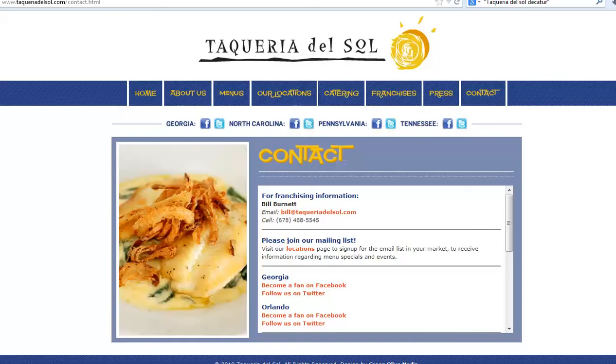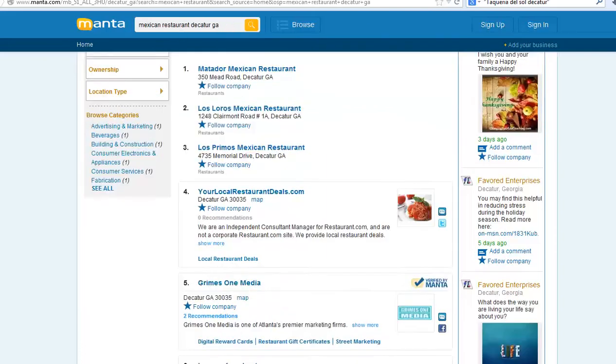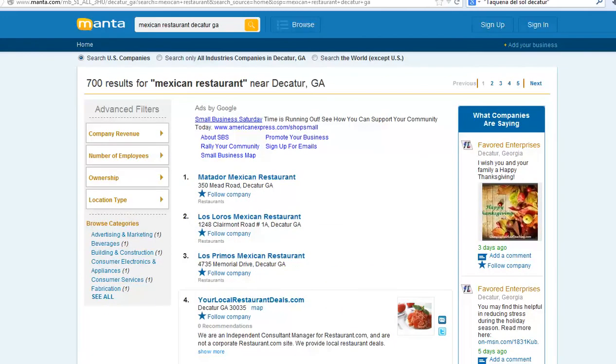Now, if you can't find the name of someone to contact on the website of the business that you want to contact, a good place to look is Manta. Manta's search is awful. It's not awful. It's just not great. It's somewhere between awful and not all that good. But you can search Mexican restaurant Decatur. I haven't searched Taqueria del Sol, and I'm not going to waste your time waiting while I do that. But you can look through here and see if you can find them.